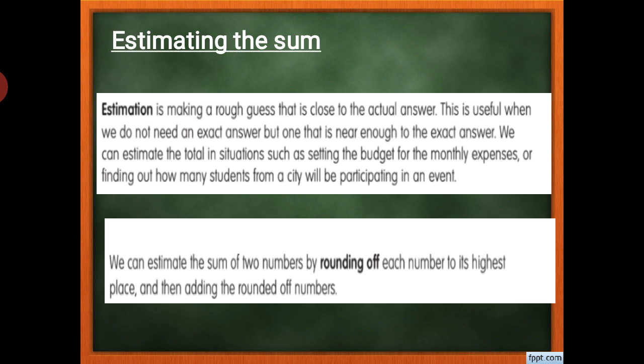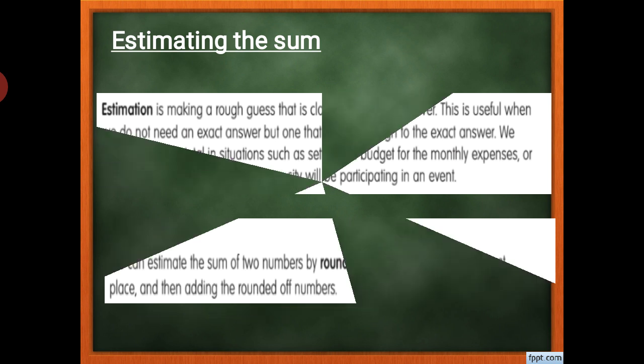So how can we estimate? To estimate, we round off both the numbers to the highest place. For example, if it is a 4-digit number, the highest place is the thousands. So we round both numbers to the 1000 place, and then we add the rounded off numbers. Let's see with an example.